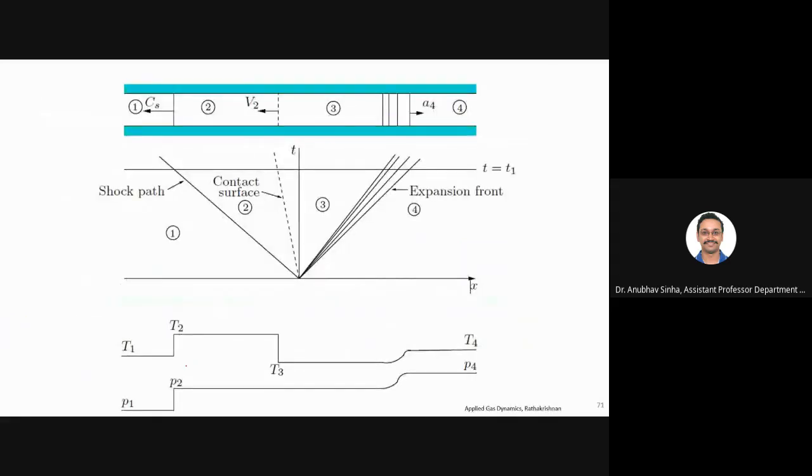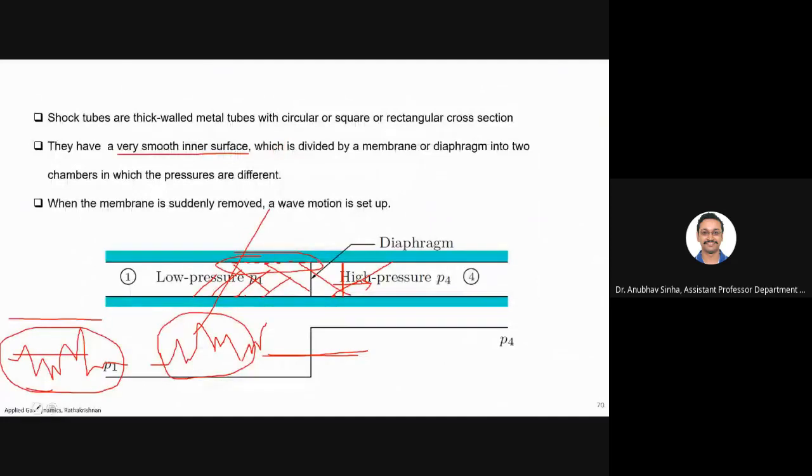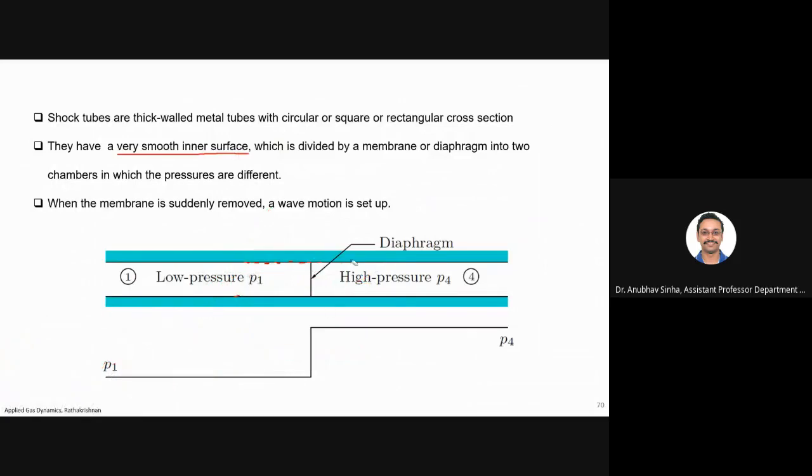Now let us see how it behaves. So what will happen is, there's a diaphragm here, you rupture that, or let us say remove that. Okay, let us go back to this. Let us see where we have high and low pressure. High pressure is on the right side and low pressure is on the left side. So what will happen if I remove this? Where will the fluid move, to the left or to the right?